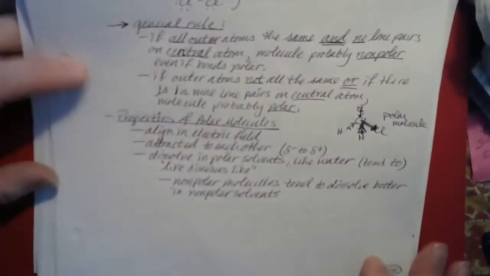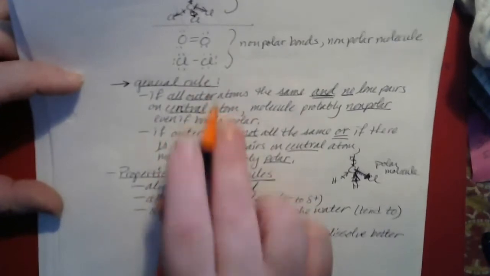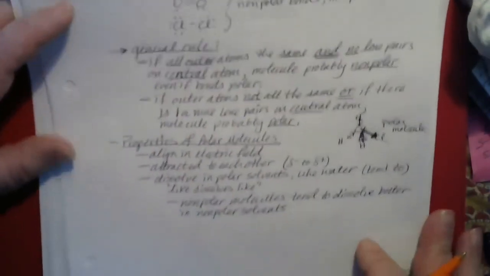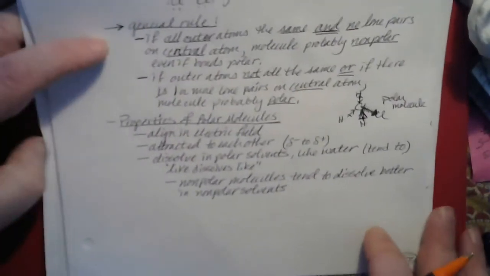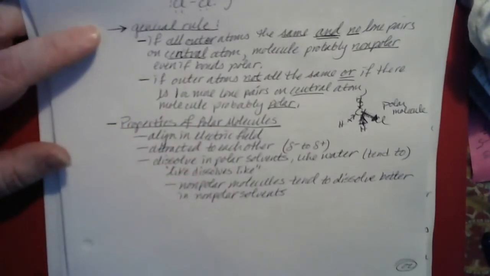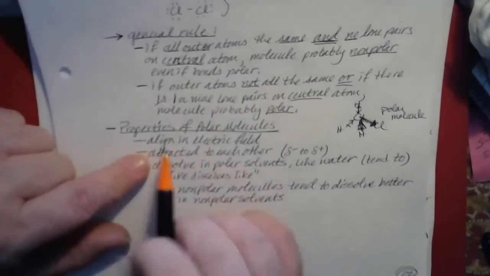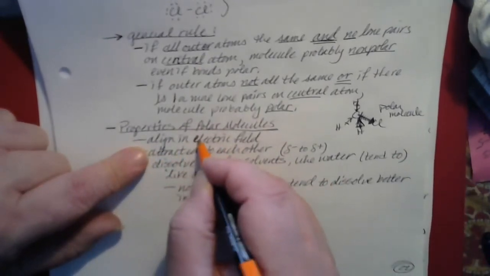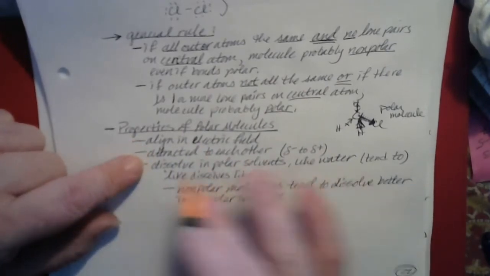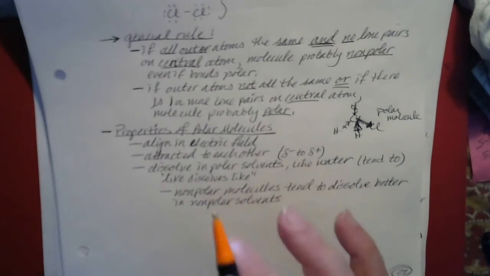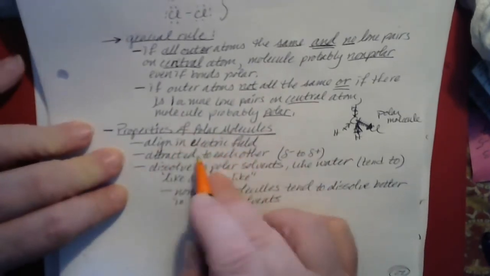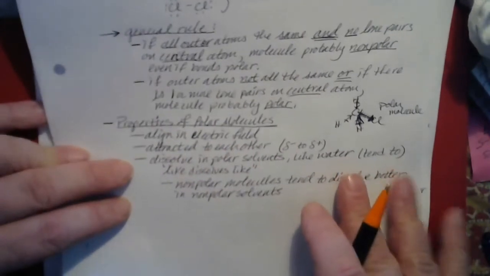Okay, so these rules of thumb are pretty useful in practice, and there are some exceptions to them, but not very many, and you don't encounter the exceptions very often. Some of the properties of polar versus nonpolar molecules would be that, for one thing, polar molecules will align in an electric field because there's a separation between the positive and negative charges in polar molecules. They will align with an electric field, which is a flow of electrons, so that makes sense. Nonpolar molecules will not align with an electric field.